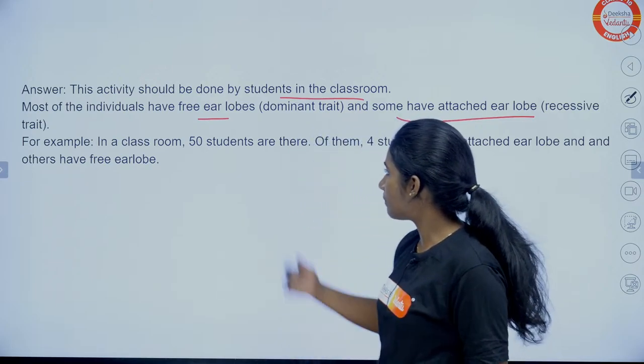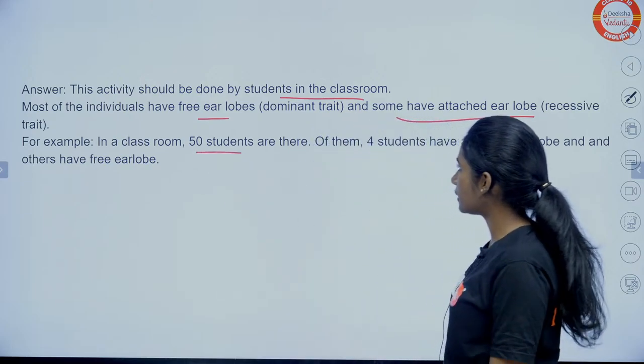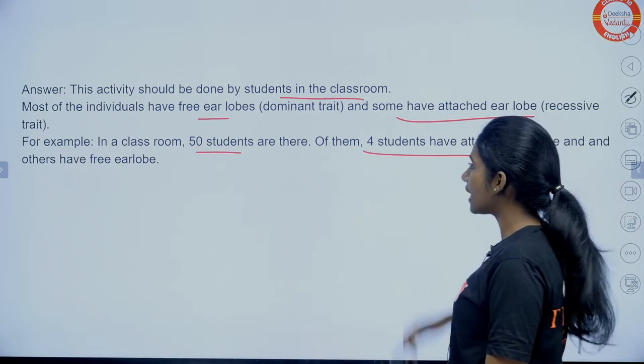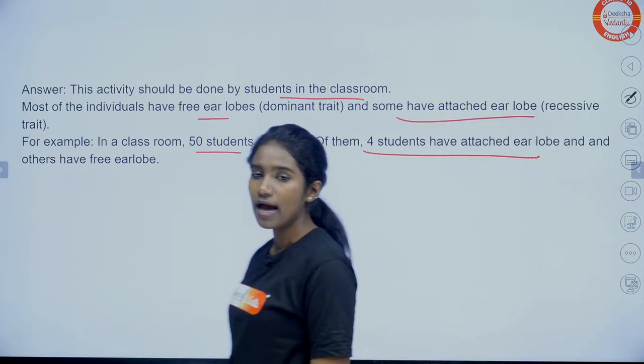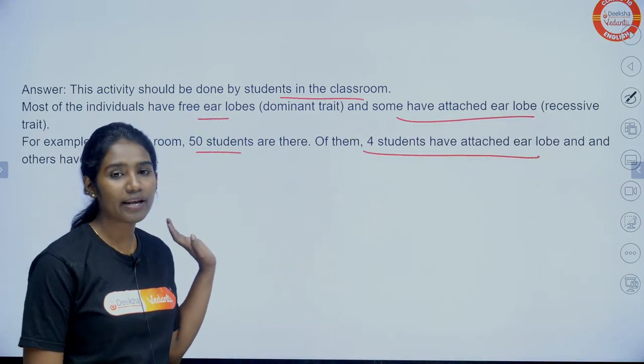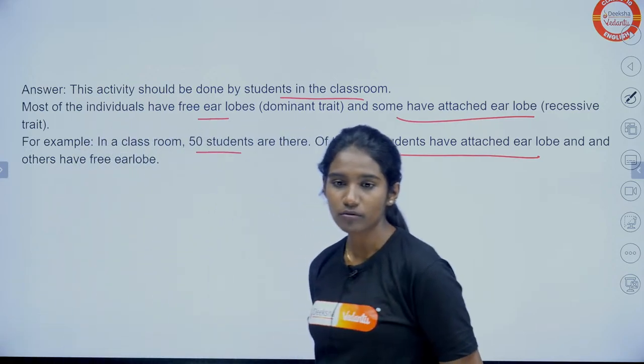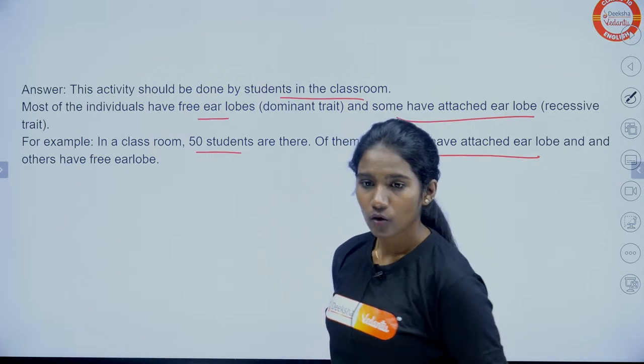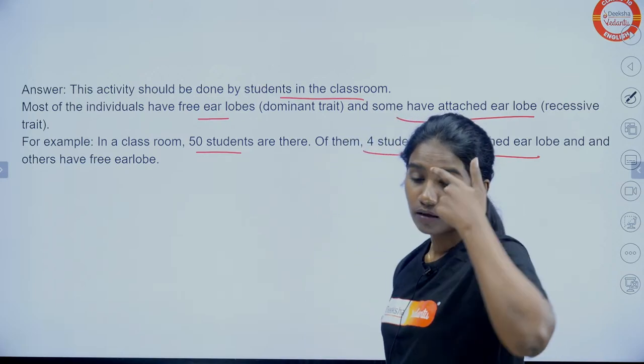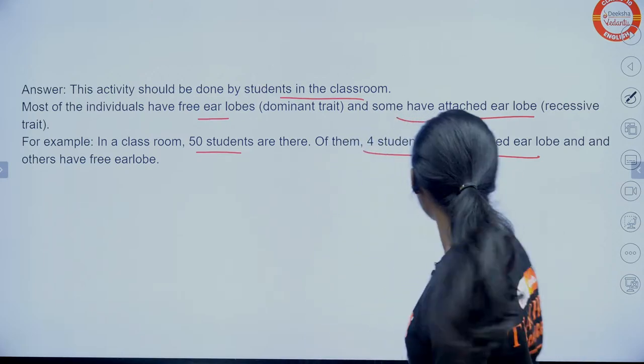Okay. Now, for example, in a classroom, let's say 50 students are there. Out of them, hardly 4 students will have attached, whereas the remaining will have free. I have already given an explanation for this. So, now there is one more student who is asking me to show the monohybrid cross. Okay, we will draw that now.